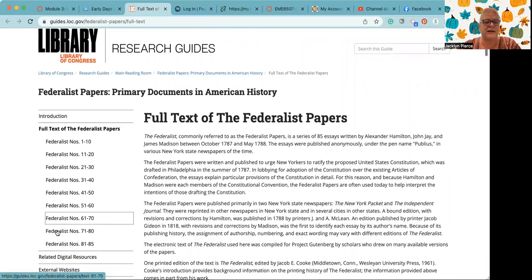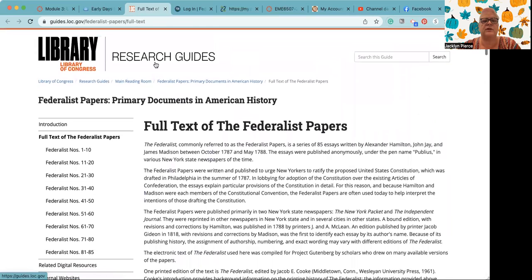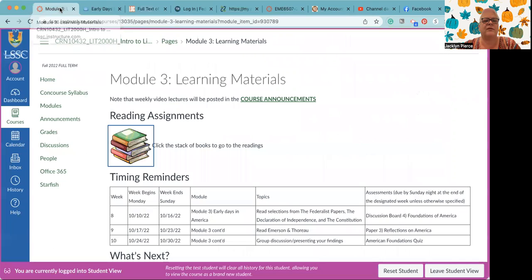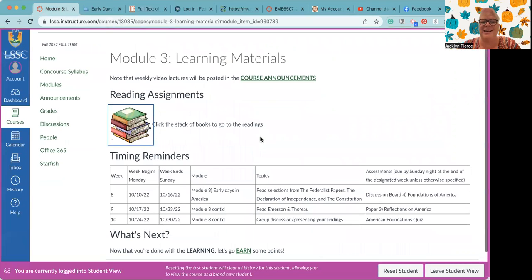We have the full text. The more you want to dig into them, the better. But of course, you do not feel like you have to read every single one because that would be a lot.